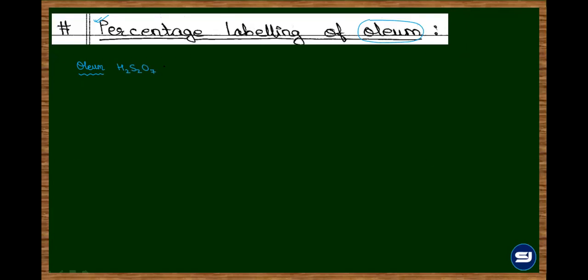H2S2O7. And it could also be equivalently written as H2SO4 dot SO3. Oleum is H2S2O7, which is equivalently H2SO4 dot SO3. You can note down this oleum formula. Okay. Now, in oleum, we are actually having two components. One is sulfuric acid and second is sulfur trioxide.